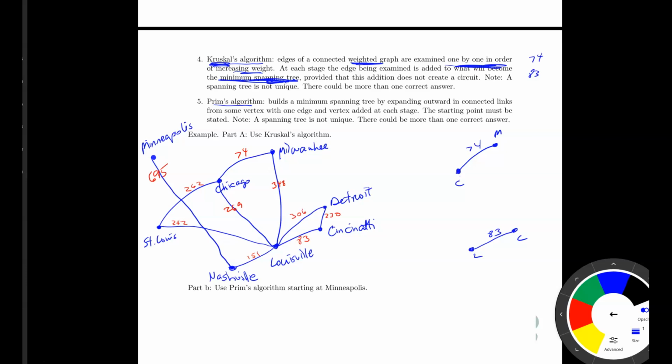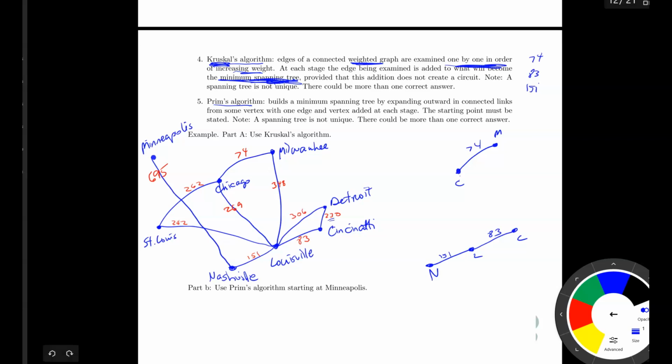Now I'm looking for the next smallest weight, and that looks like 151. So I want to include Louisville to Nashville, right? So that's the 151. Okay, I'm looking for the next smallest weight to make this tree. Remember, it's a tree, so I cannot make a circuit. That 151 is what I meant to write.